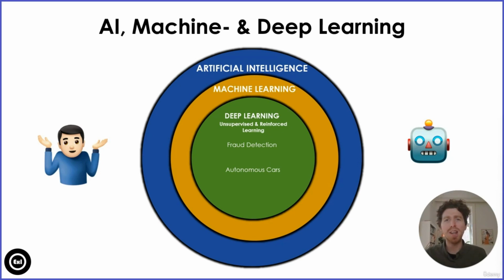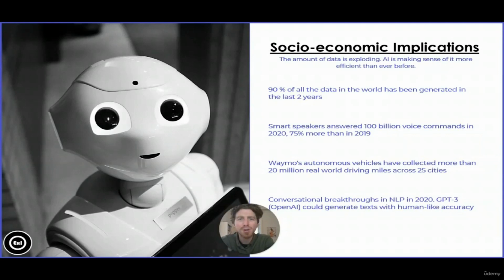So this is in a nutshell what to understand of AI and its subsets, machine learning and deep learning. And in the next lesson, we're going to speak about the socioeconomic implications of artificial intelligence. What are the socioeconomic implications of artificial intelligence?